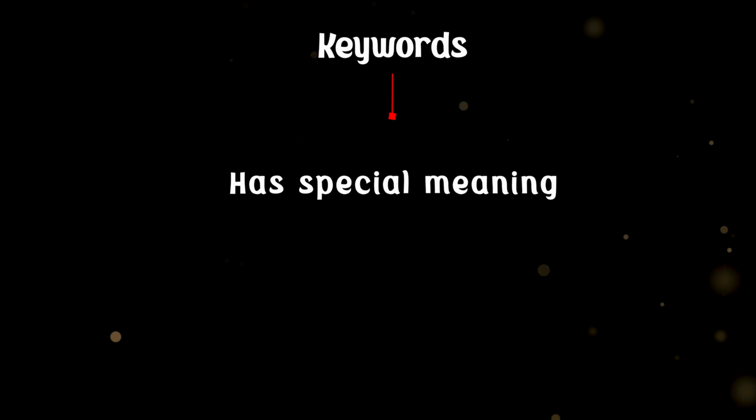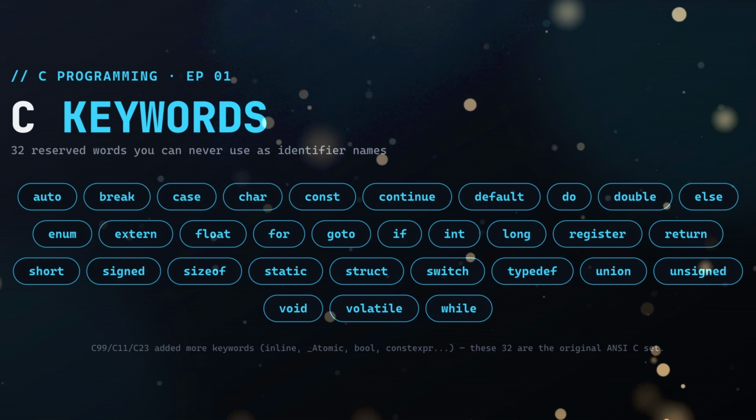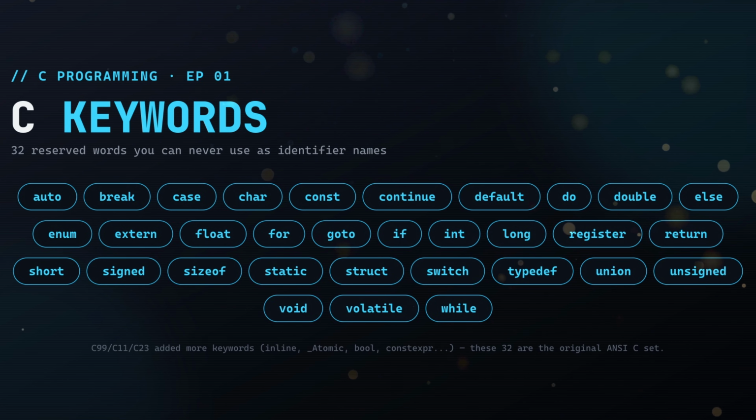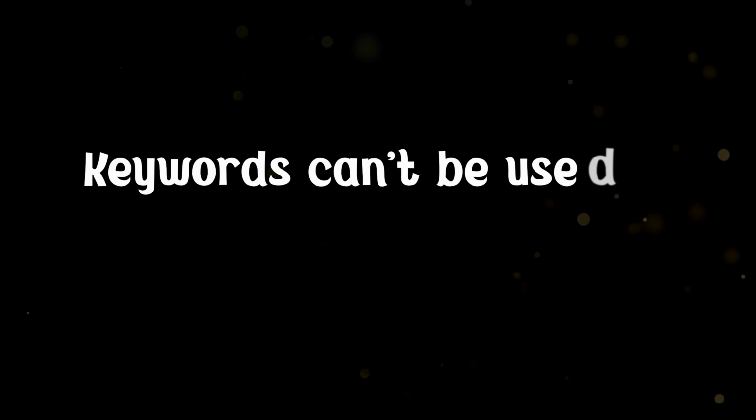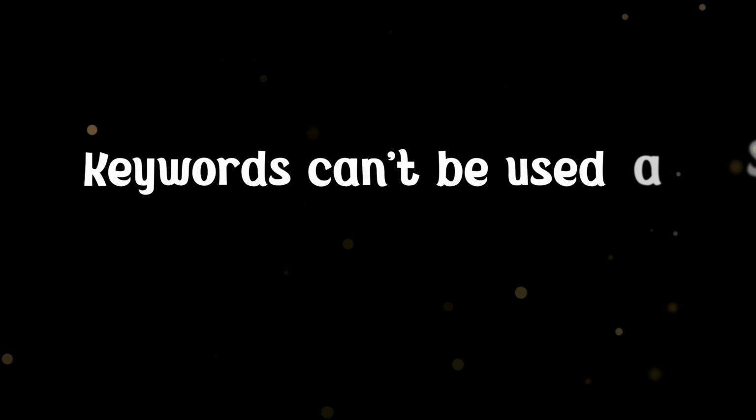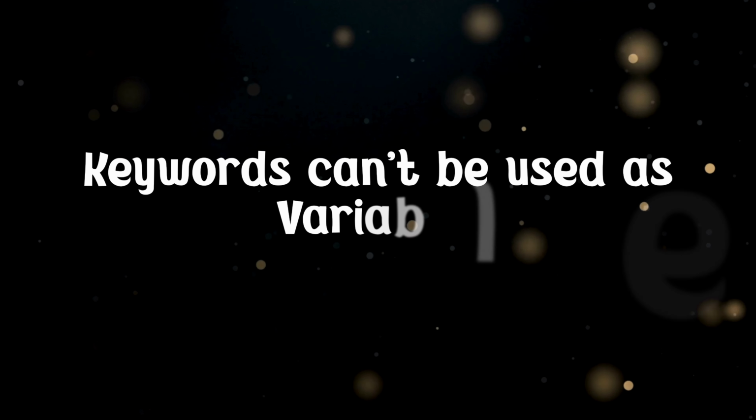Keywords are the words whose meaning has already been explained to the C compiler. There are only 32 keywords available. This is the list for your ready reference. A detailed discussion of each of these keywords would be taken up later in this series, wherever their use is relevant. The keywords cannot be used as variable names, because if we do so, we are trying to assign a new meaning to the keyword, which is not allowed.